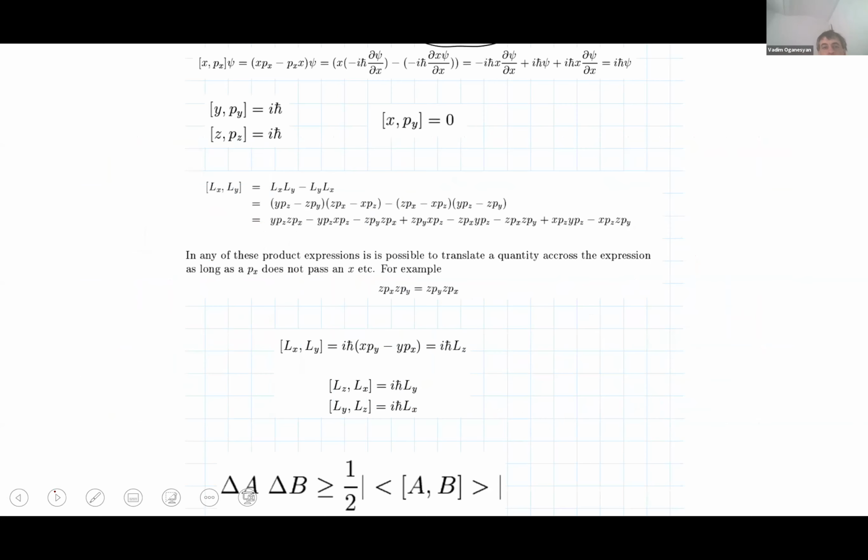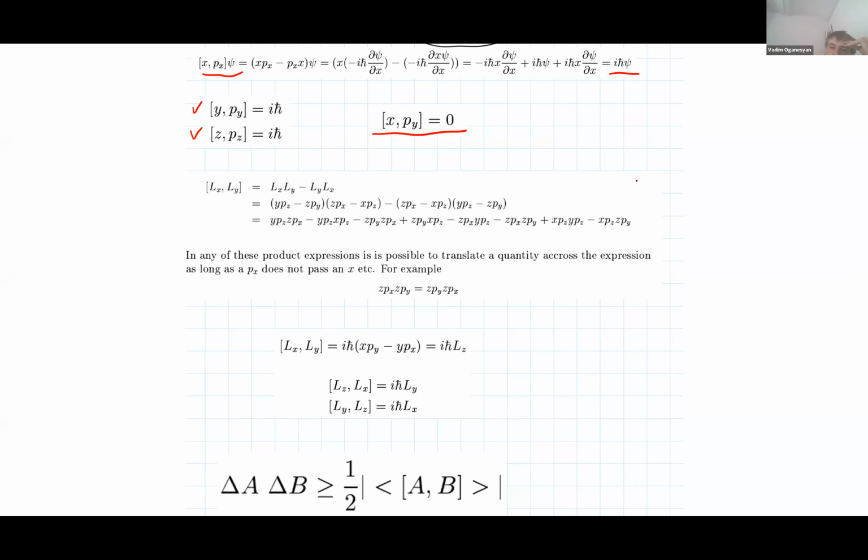Okay. Now, here's the first interesting point. This is just a quick reminder that x and p have a commutator, which is i h bar, right? The same is true for y and py and z and pz, but importantly, cross commutators vanish, right? So we know this. All of this is just a quick review.